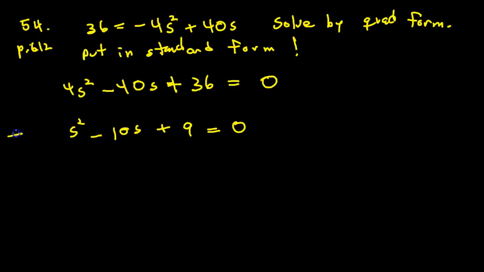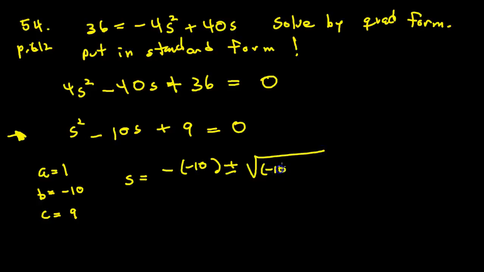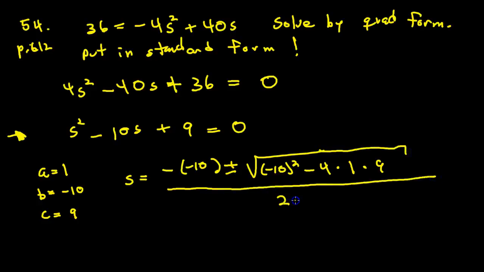So yes, this is in standard form, and yes, I've divided by all available common factors. So I'll say my A value, my lead coefficient, is 1, my degree 1 coefficient is a negative 10, and the constant coefficient is positive 9. So then plugging into the quadratic formula, s equals minus b plus or minus the square root of b squared minus 4 times a times c, all over 2 times a.